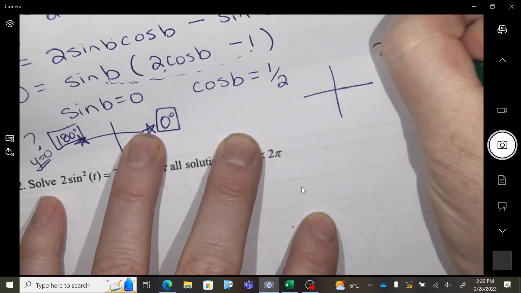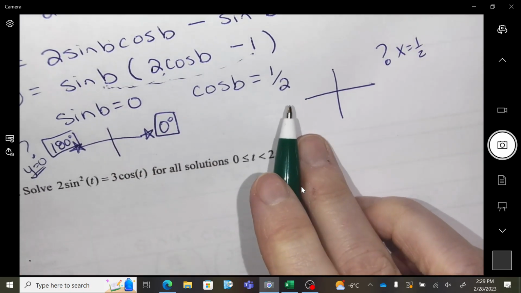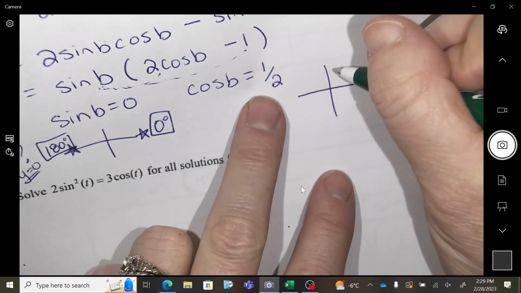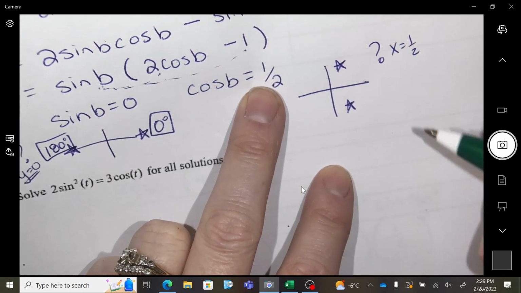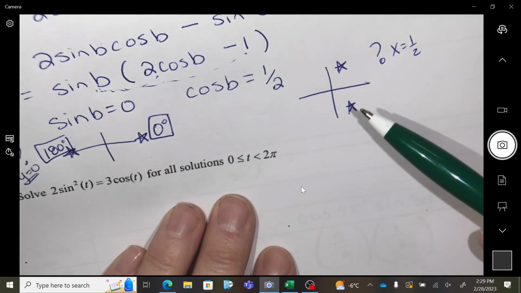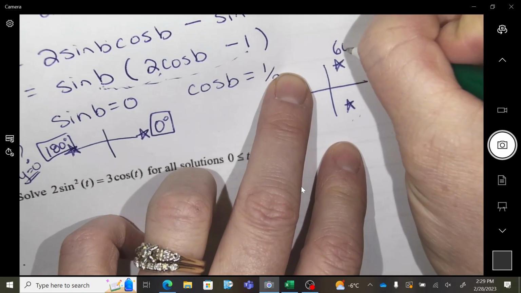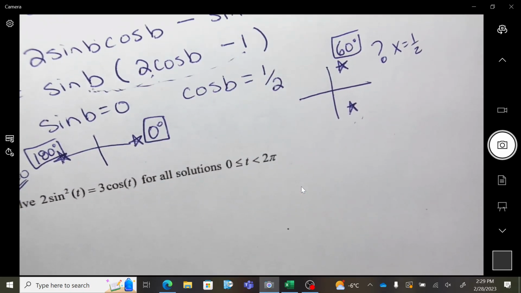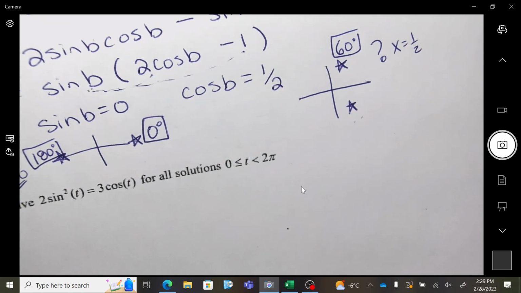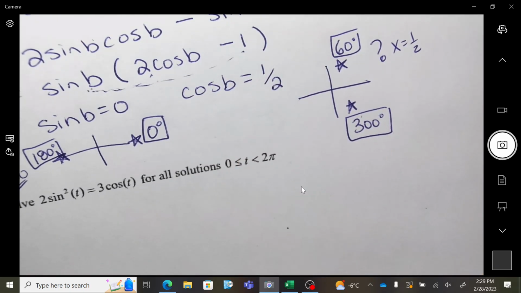Okay. Where do you see x values of 1/2? That would be what you're looking for on the unit circle here. Do you see it in those locations? And I need a degree answer. So 60 degrees, is that where you all found it? And 300. So there were 4 angle answers that worked.